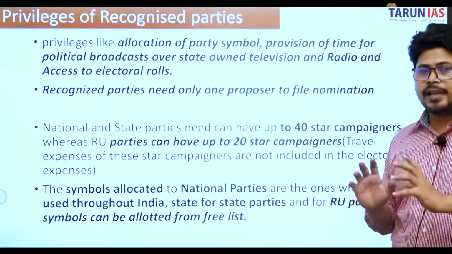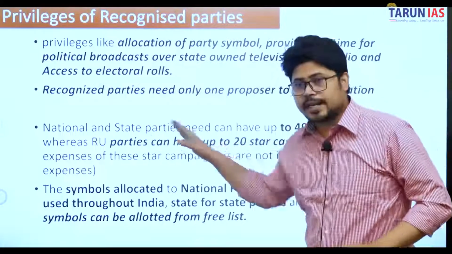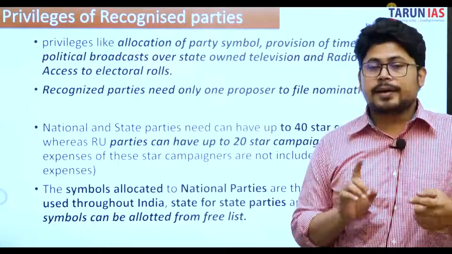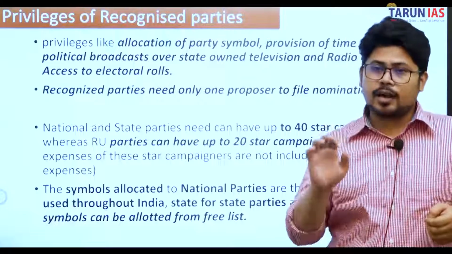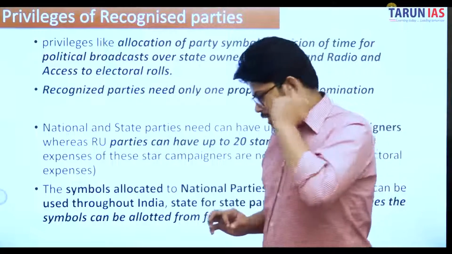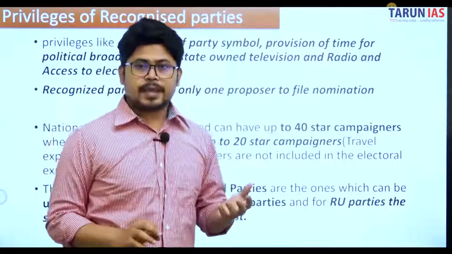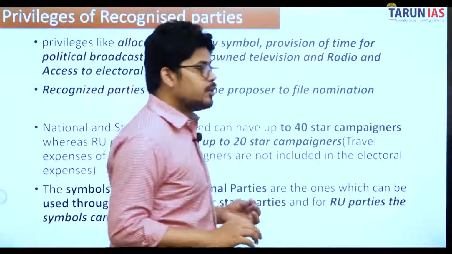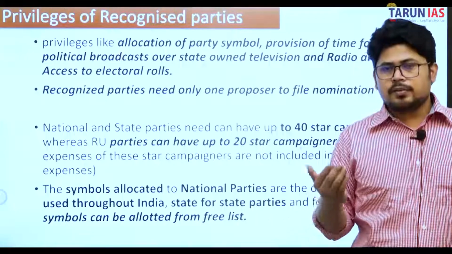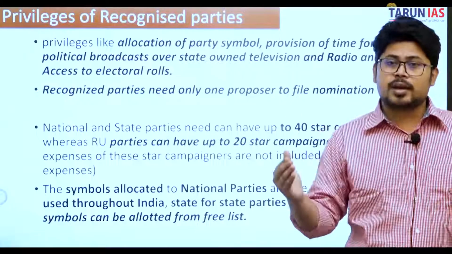National and state parties can have up to 40 star campaigners, whereas registered unrecognized parties can only have up to 20 star campaigners. That means the expenses of the star campaigners will not be included in their electoral expenses. For example, a recognized party, either a national party or state party, can use up to 40 star campaigners.